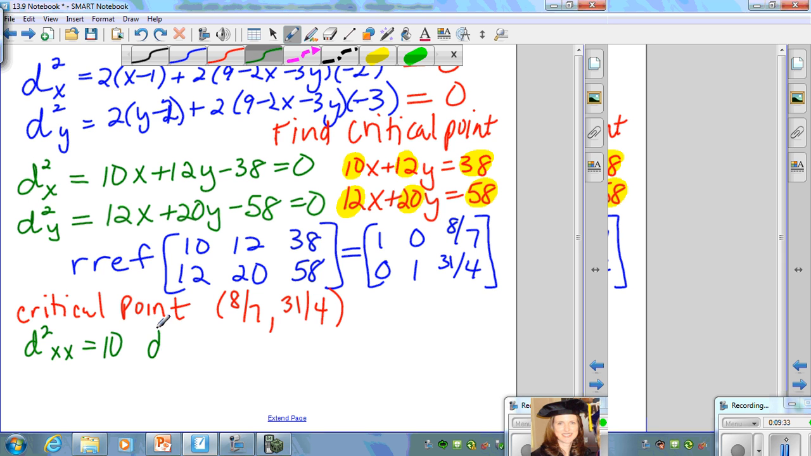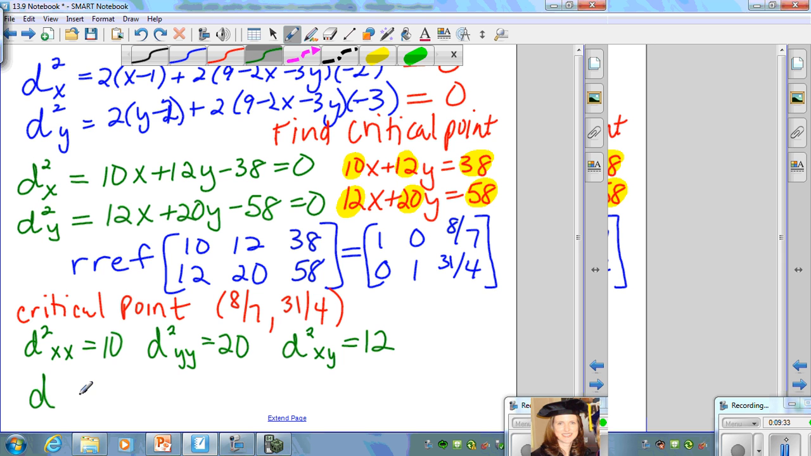You're going to take the partial derivative with respect to y and y again of that d squared, and that will give you 20. And then you also want to find that mixed partial dxy. So if you take the derivative of the first, the partial with respect to x, now with respect to y, you get 12. So our D is found. Now this is the D in the second partials test, not to be confused with the d for the distance that we're using here.